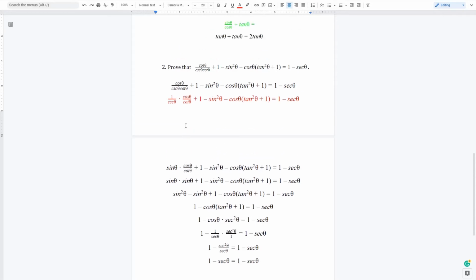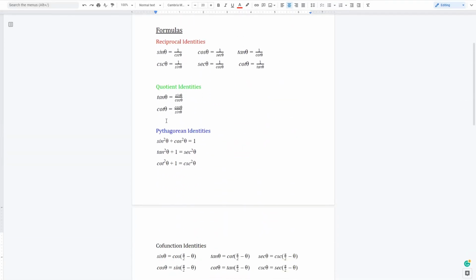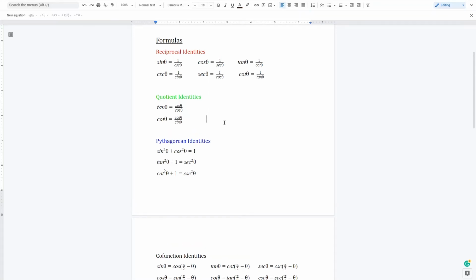Well, we would use our quotient identity, although you'll notice here that we don't have any quotient identity that directly simplifies to sine theta. And so that's why we'll be using cotangent theta equals cosine theta over sine theta, and instead setting it equal to sine theta. So what exactly do I mean by that? Well, we'll be taking this equation and first we would want to multiply both sides by sine theta.